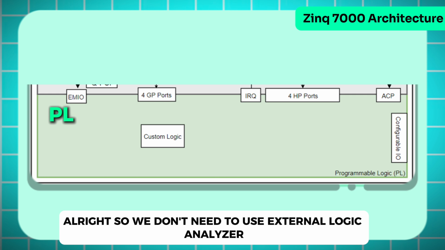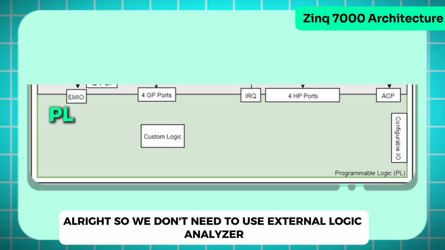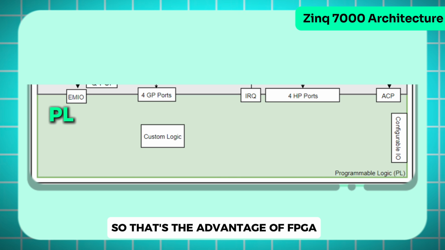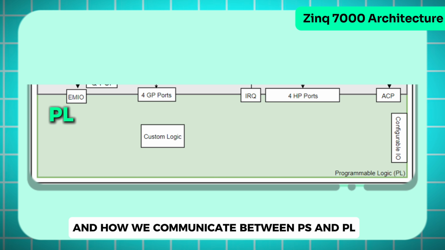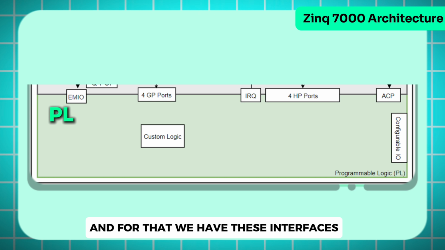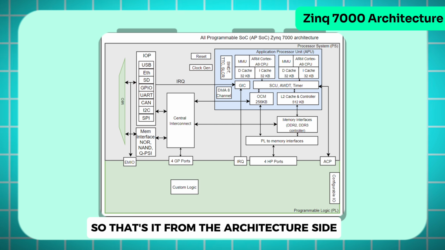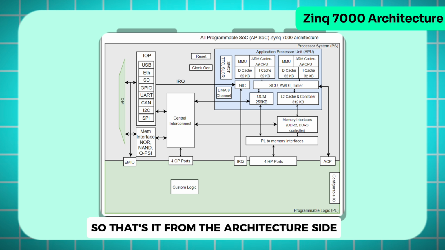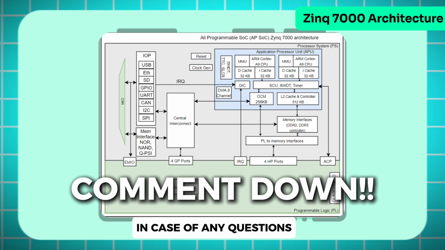Alright, so we don't need to use an external logic analyzer. So that's the advantage of FPGA. And how we communicate between PS and PL, for that we have these interfaces which we have already discussed. So that's it from the architecture side, and let me know in the comment section in case of any questions.